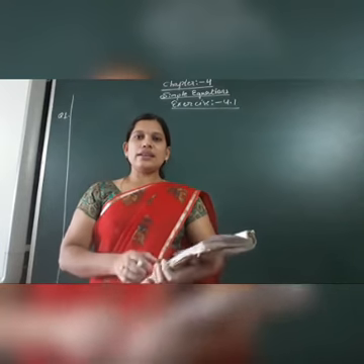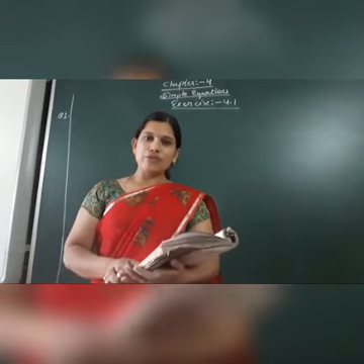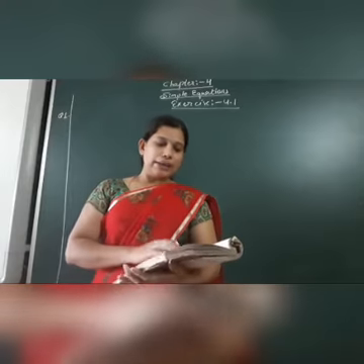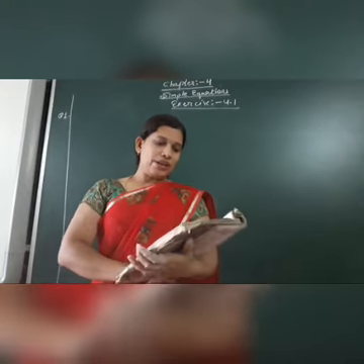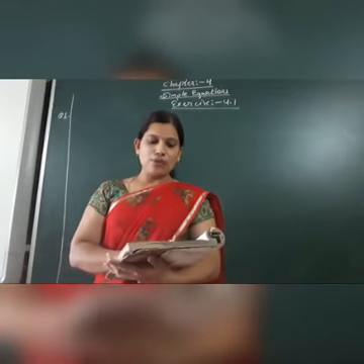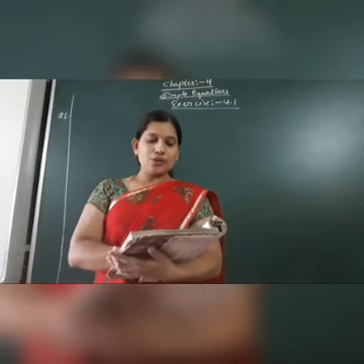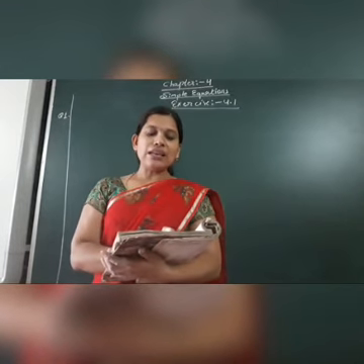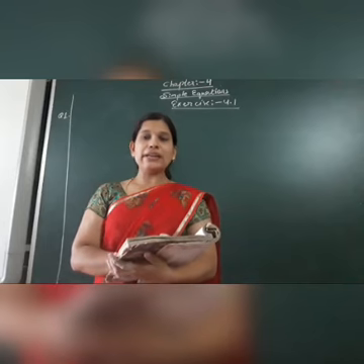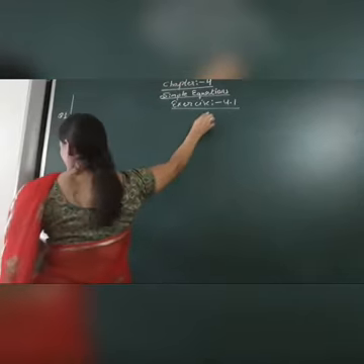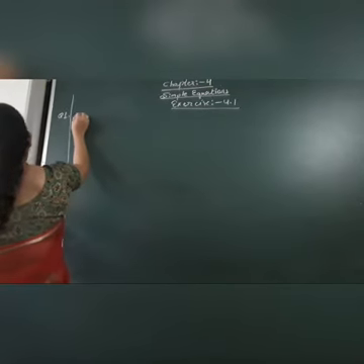So here we are starting exercise 4.1 from chapter number 4, simple equation. Please take out your book. Question number 1 says: complete the last column of the table. So here in your book, exercise 4.1, complete the last column of the table.